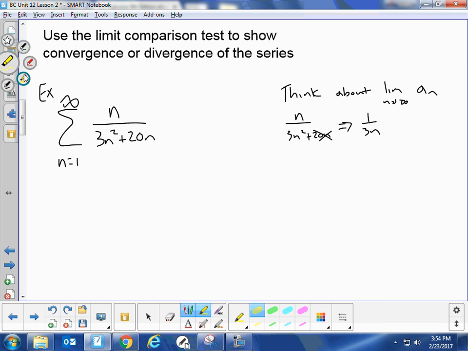This should be my guide for what series I should use to compare this to and to set up my quotient to find a value. Okay? Since I see 1 over n, I'm going to use 1 over n, which I know is the harmonic series and diverges, for the comparison.